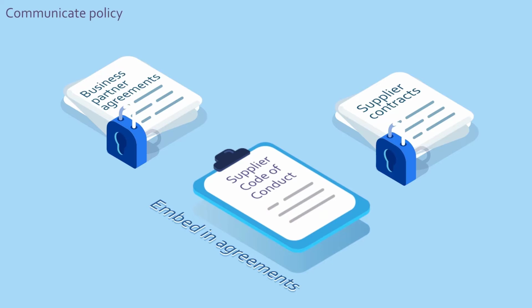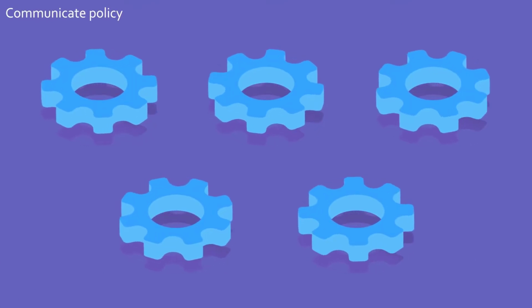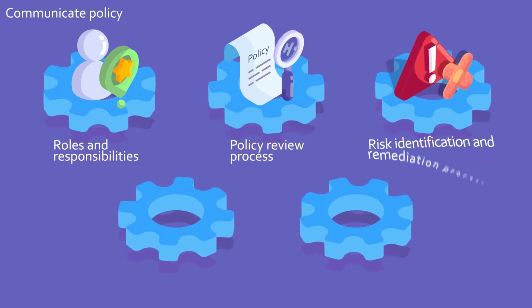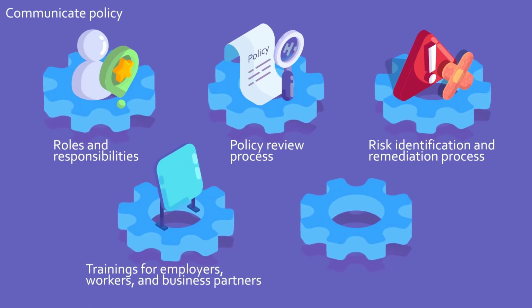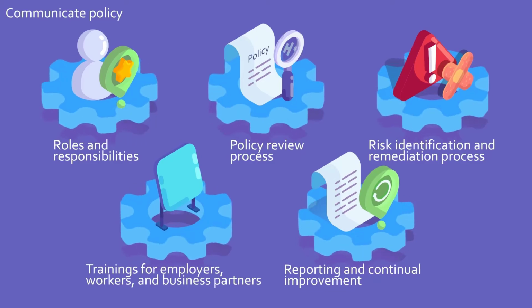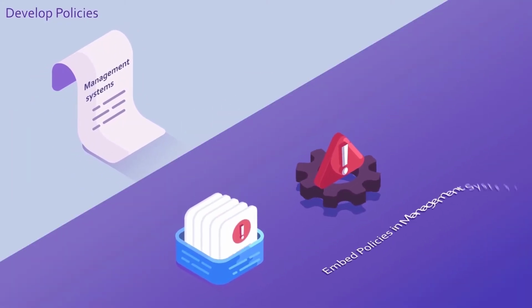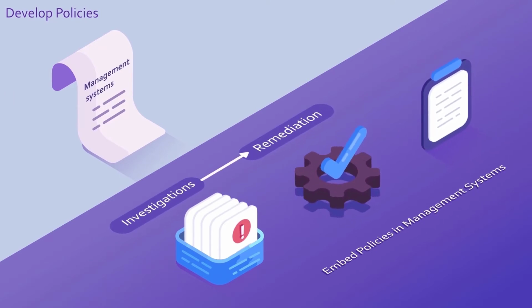To implement your policies, create a robust management system with these components. Roles and responsibilities, policy review process, risk identification and remediation process, trainings for employers, workers, and business partners, reporting and continual improvement. Develop processes for managing complaints and reporting risks. There should be processes for investigations, remediation, and reporting.